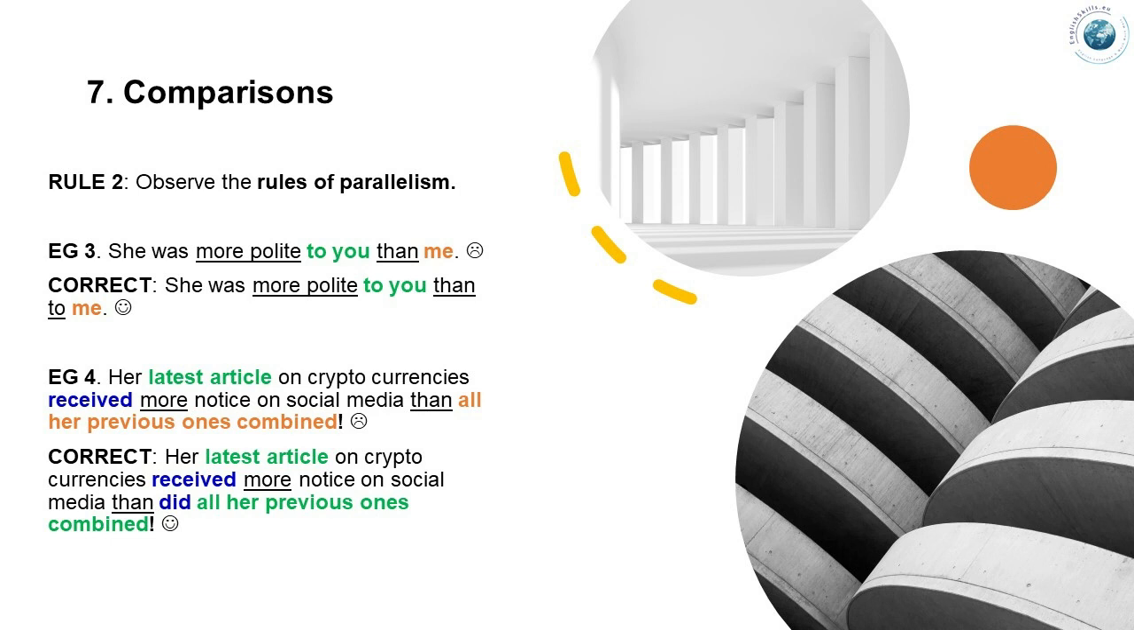Example 4. Her latest article on cryptocurrencies received more notice on social media than all her previous ones combined. In this example, the meaning is clear, but there is again one word missing, so the grammar is not correct. Let's compare with the correct version. Her latest article on cryptocurrencies received more notice on social media than did all her previous ones combined. By adding the word did, we have corrected the mistake. There must be a verb of some form in both parts of the comparison for it to be parallel.